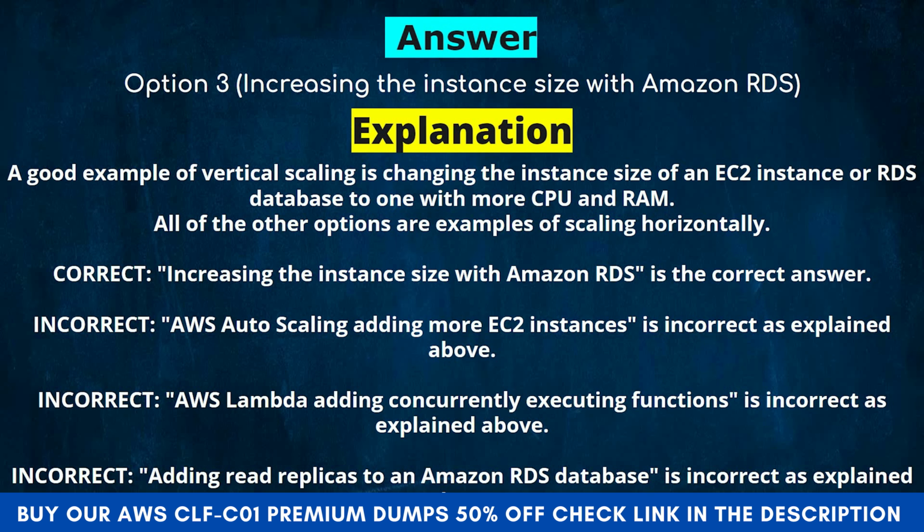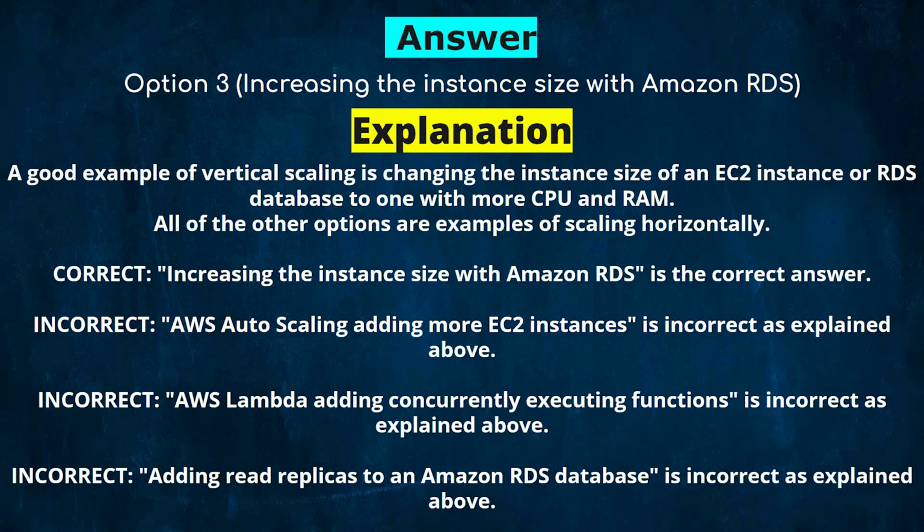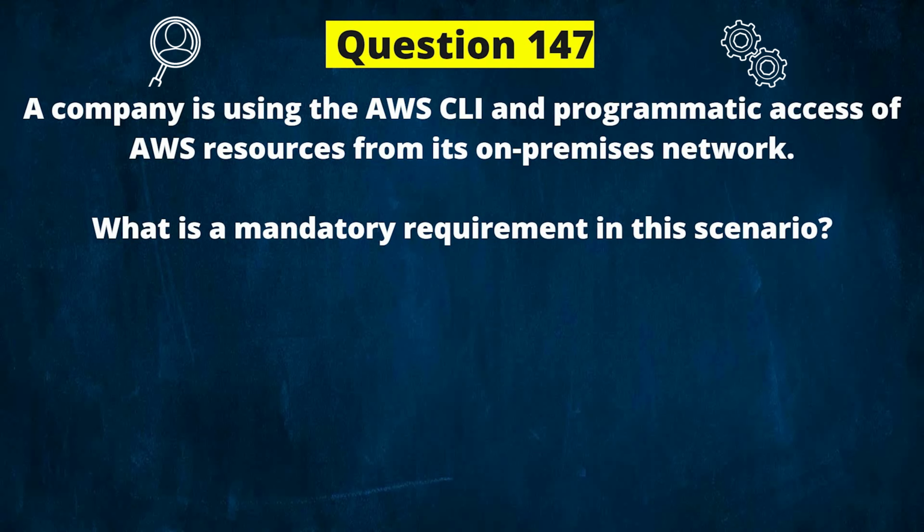AWS Lambda adding concurrently executing functions is incorrect. Adding read replicas to an Amazon RDS database is incorrect. Next question. A company is using the AWS CLI and programmatic access of AWS resources from its on-premises network. What is a mandatory requirement in this scenario?